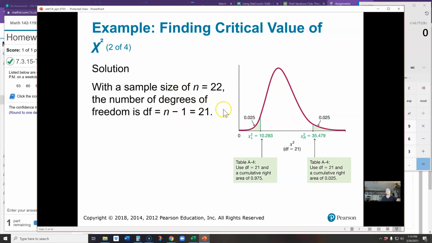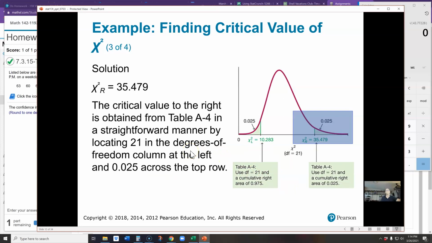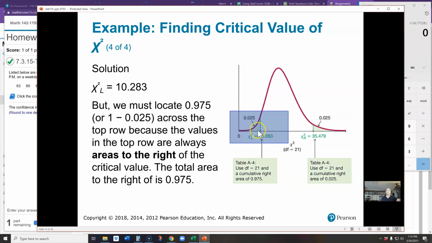They first recognize that the degrees of freedom would be 21, because you need to know that when looking it up on the table or putting it into the calculator. Then they focus on the area to the right, and they got a critical chi-squared score of 35.479. At that chi-squared score, there's 2.5% of the area to the right. Similarly, to the left, with a chi-squared score of 10.283, there's only 2.5% of the data to the left. That means between those two critical values, there'll be a 95% confidence interval.